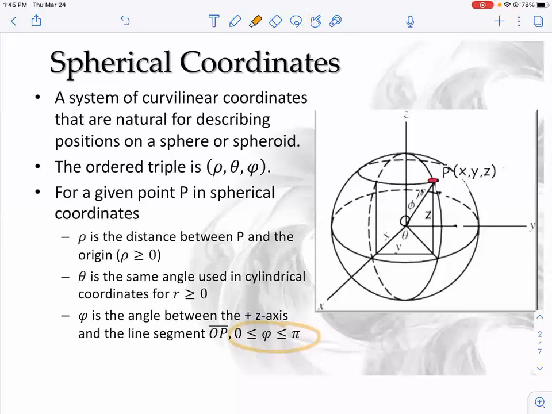Because it's going to be between the segment and the Z axis. It doesn't say positive Z axis, just the Z axis in general. Oh yeah, positive Z axis. Okay, positive Z axis, sorry. So no matter how we rotate, we're always going to be less than 180 degrees away.